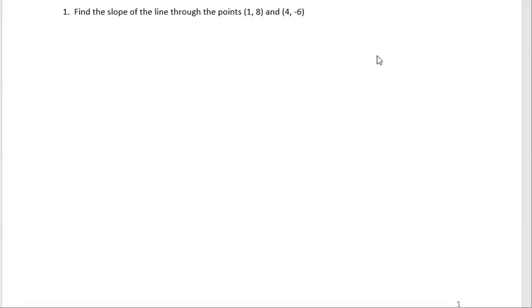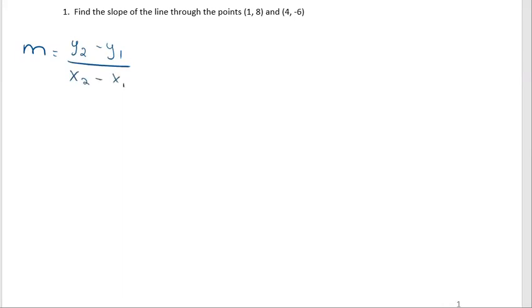Find the slope of the line through the points (1, 8) and (4, -6). To find the slope of the line, we first need to use our slope formula. The slope formula looks like m, which means slope, equals y2 minus y1 all over x2 minus x1.